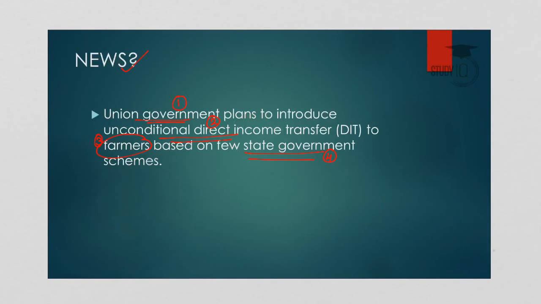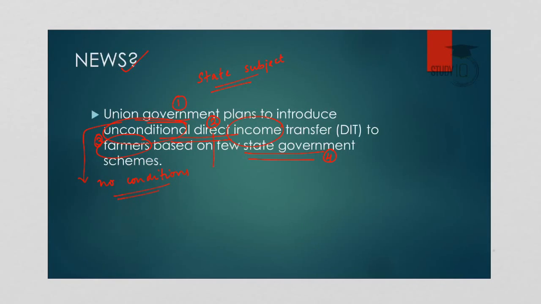The first one, union government. As we all know, agriculture is a state subject and it is the state's jurisdiction to frame policies for agricultural related issues. Now, the union government is planning to introduce an unconditional direct income transfer scheme. So here unconditional means that there are no conditions for availing the benefits of this direct income transfer.